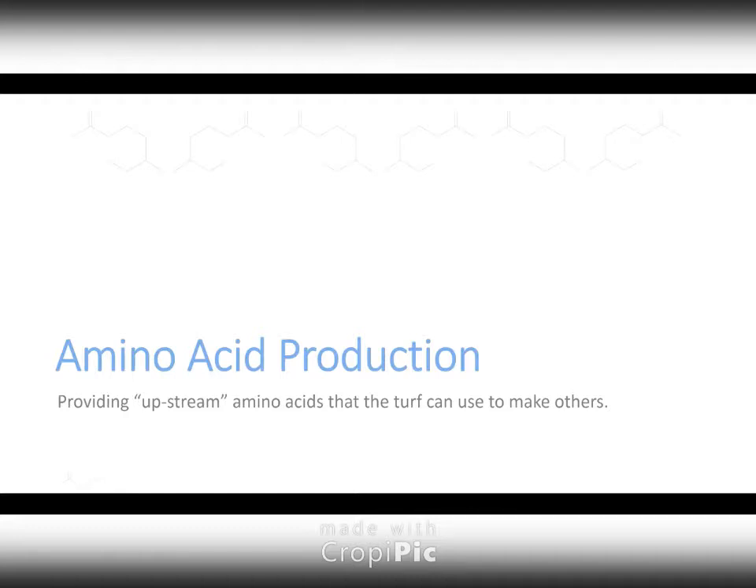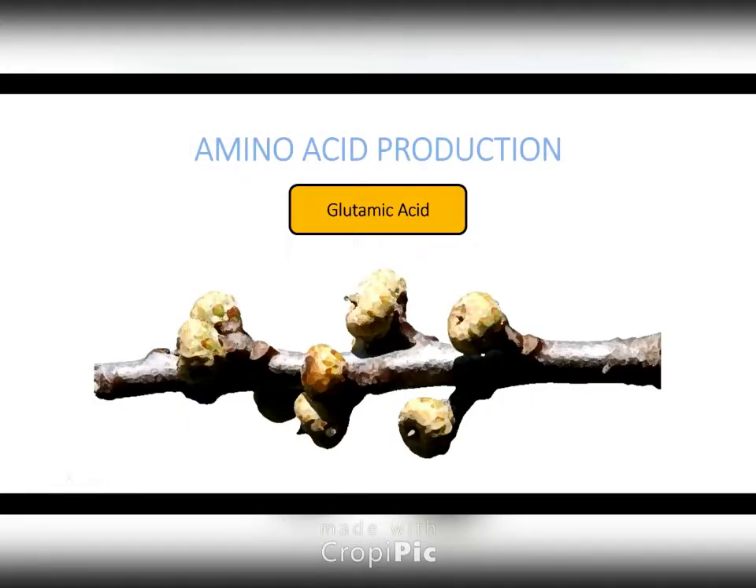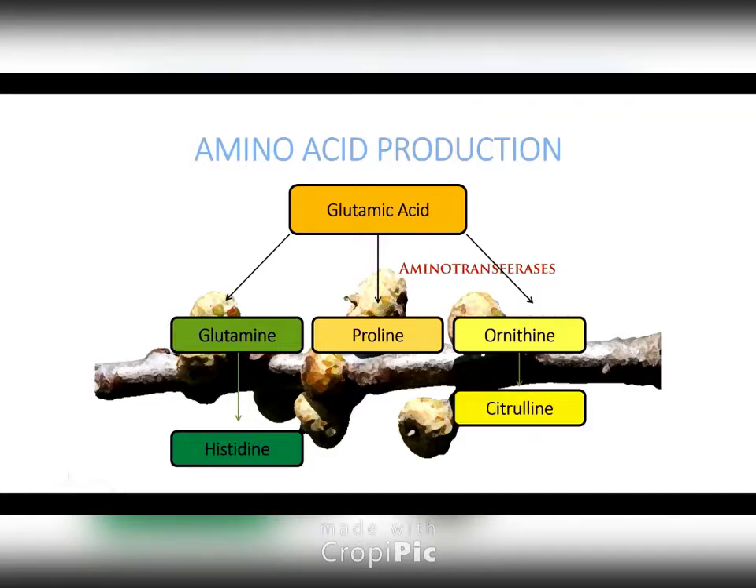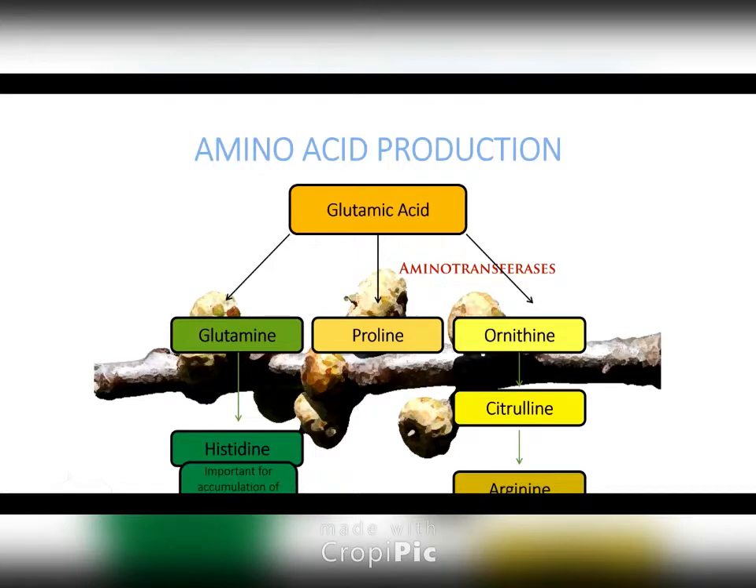And so instead of applying 18 amino acids and just hoping for the best and saying, hey, we know you need histidine and lysine and methionine and all the other great amino acids out there, now we're letting the turf decide, okay? So the turf can take glutamic acid and it can turn it into 3 different amino acids in one step. And from those, glutamine can turn into histidine, and ornithine turns into eventually arginine. So that's great. Histidine is important for zinc and nickel accumulation in plants.